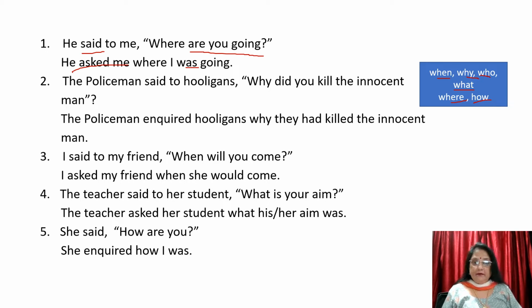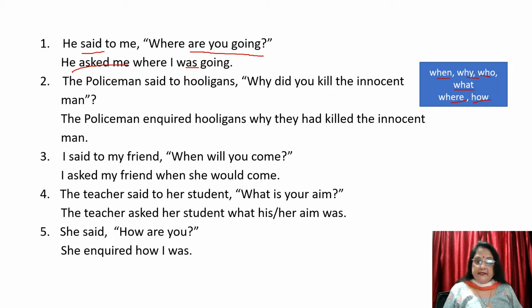So let me recap. Present indefinite into past indefinite, present continuous into past continuous, present perfect into past perfect tense. So these are the rules. और वो रूल्स सेम इसमें भी अप्लाई होंगे. सिर्फ चेंजेस क्या है कि सेड टू की जगह हम आस्क्ड या फिर एनक्वायर वर्ड यूज करेंगे. बाकी टेंस उसी तरह से चेंज होगा.